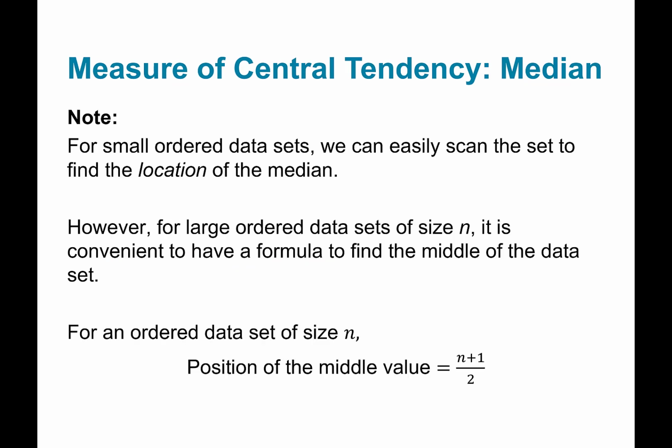Now, what if you have a large data set? Then we have a formula that will let us find our middle position. And this works for any small or large data set. It doesn't matter how big the data set is. This formula will work. If you have an ordered data set of size n, remember n is just your sample size, or population size if it were capital N, then the position of the middle value is your sample size or population size plus 1 divided by 2.